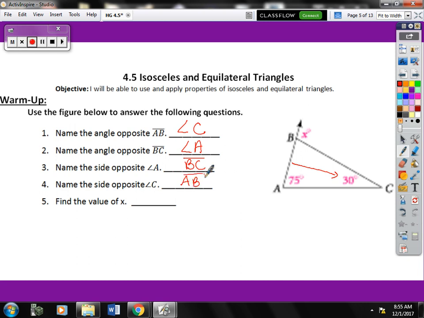And then, ooh, the value of X. There's two ways you can find this. If you remember the one theorem we learned, it's a little bit faster than the others. Joseph? 105. Good, we should be getting 105.